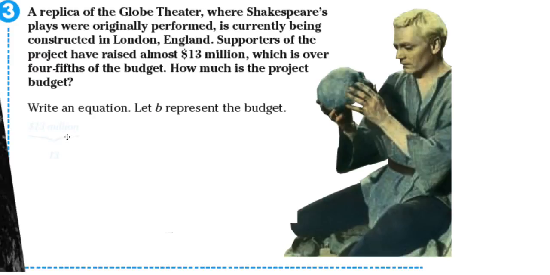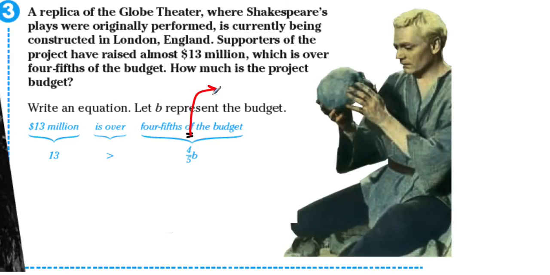So what do we know? We know that 13 million is over, which means an inequality of greater than, 4/5 of the budget. When you say 4/5 of the budget, it's 4/5 B. Also remember that the word of in math always represents multiplication. So 13 million is over 4/5 of the budget, or 13 is greater than 4/5 B. So we have our inequality.